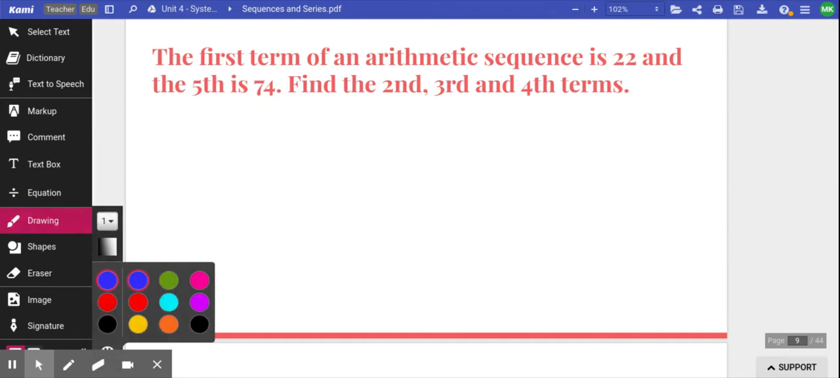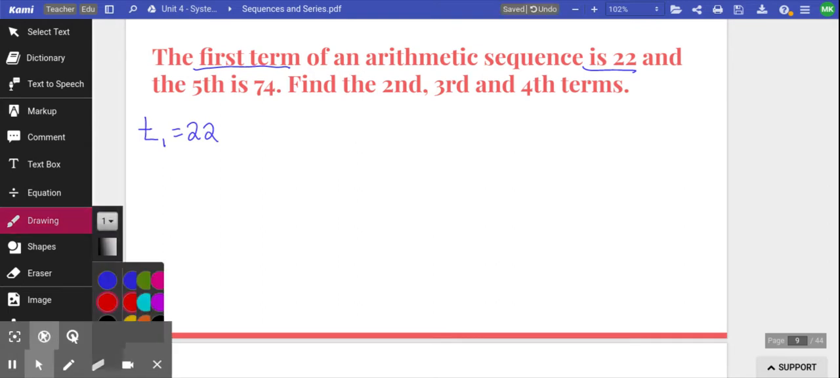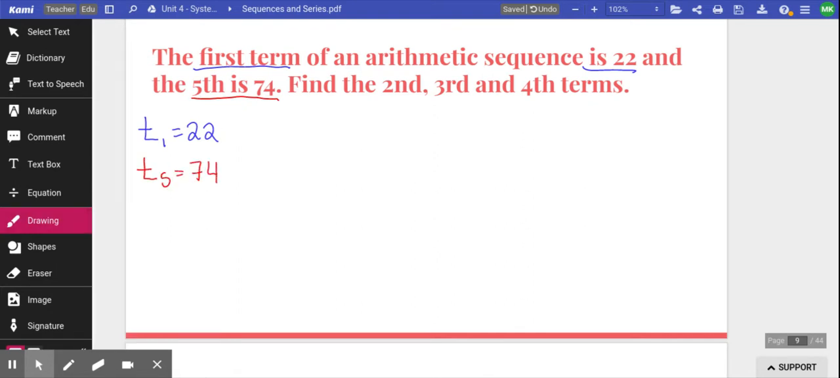What I like to do is write out the info they just gave me. So they told me the first term is 22. So T of 1 equals 22. The next thing they told me was that the fifth term is 74. T of 5 equals 74. That means n equals 5.